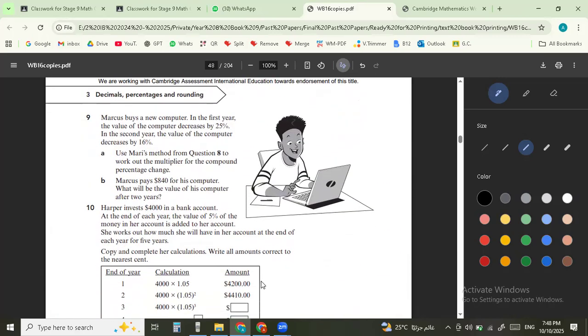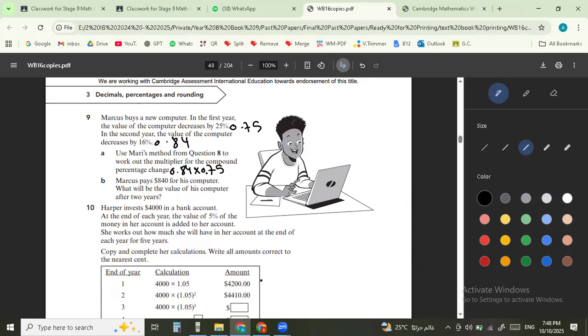Marcus buys a new computer, and in the first year, the value of the computer decreases by 25%, which is 0.75. I misread the multiplier. In the second year, the value of the computer decreases by 16%, which becomes 0.84. This is the multiplier of the second year. Use Mary's method from question 8 to work out the multiplier for the compound percentage change. So for both of them, you need to do 0.84 times 0.75.